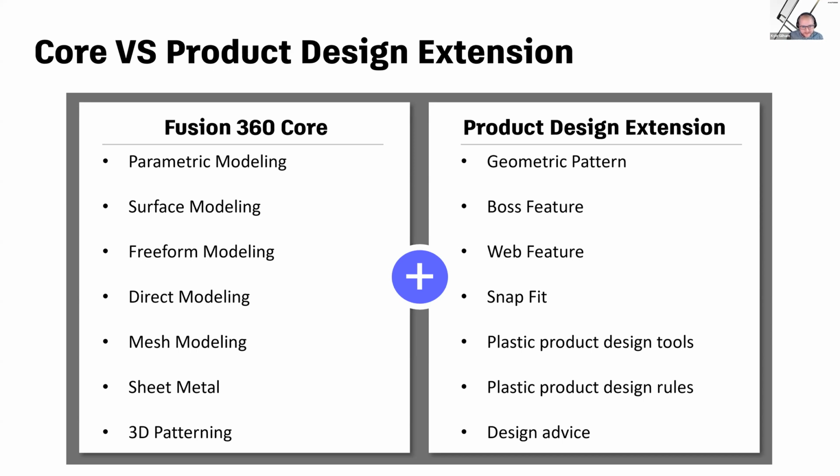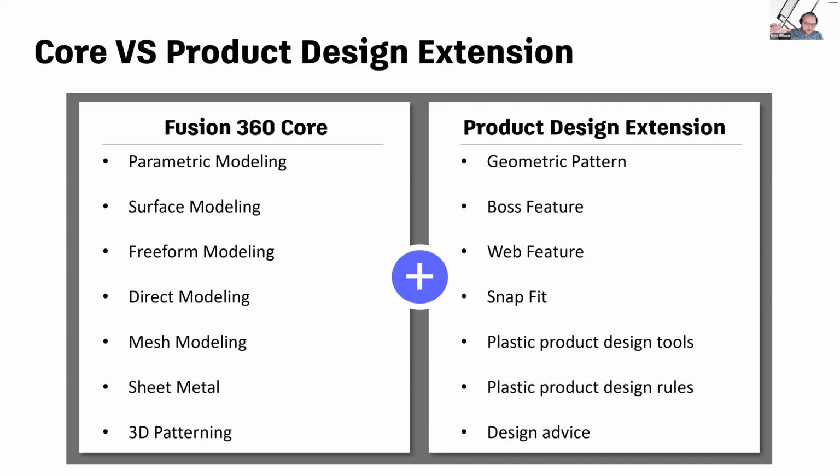And what the product design extension adds on top of that are a couple of features that are going to be more manufacturing aware and manufacturing focused, especially in the plastic injection molding areas of the design. Here you've got geometric patterning, which allows for more pattern features than you would have in the base model. You have boss features, web features, and snap fits, which are all part and parcel of plastic injection molded parts, and automating your workflows there.